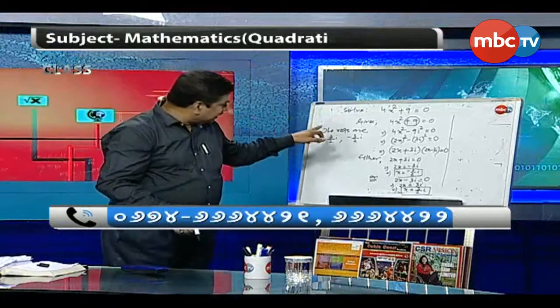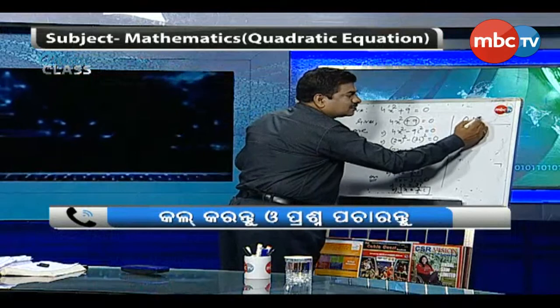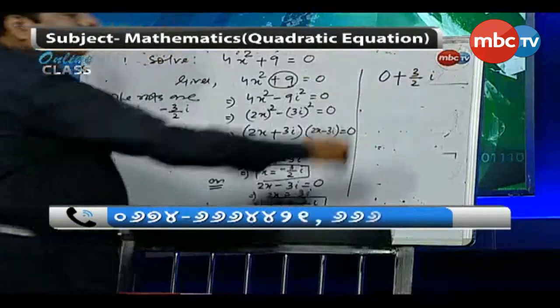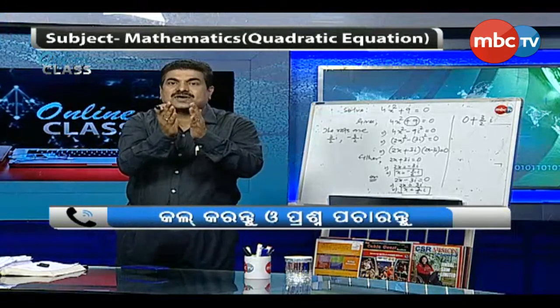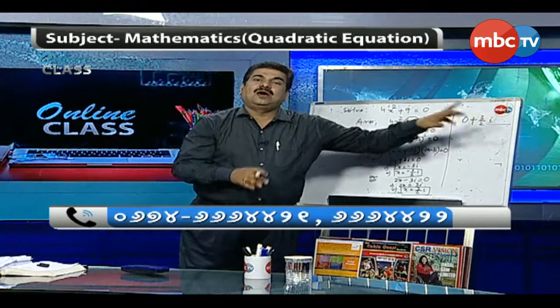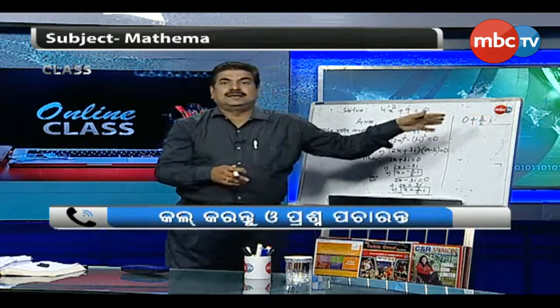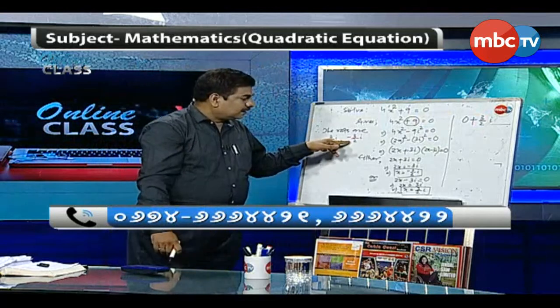We can write this also as 0 plus 3 by 2 i, which is in the form of a plus ib or bi. That means here the real part is 0.